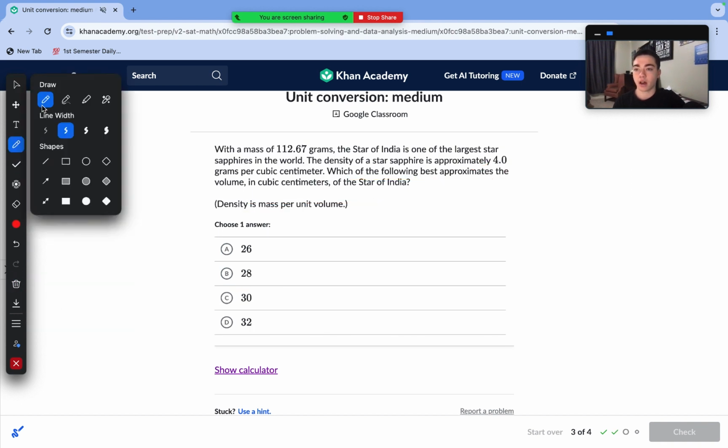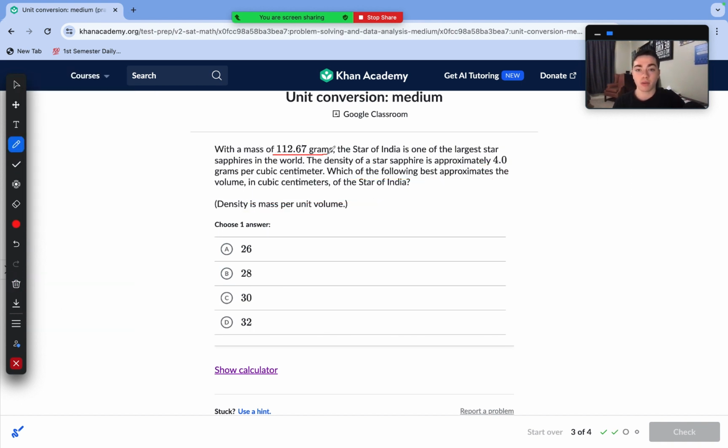With a mass of 112.67 grams, Star of India is one of the largest star sapphires in the world. The density of the star sapphire is approximately 4 grams per cubic centimeter. Which of the following best approximates the volume in cubic centimeters of the Star of India? Density equals mass per unit volume. Of course, we know here we have a rate, 4 grams per 1 cubic centimeter.